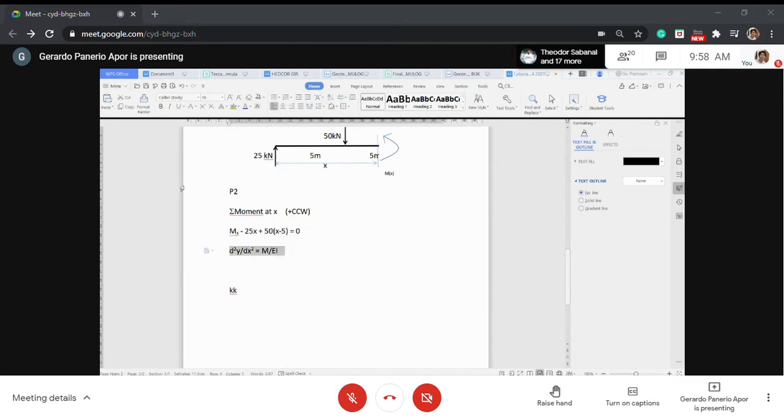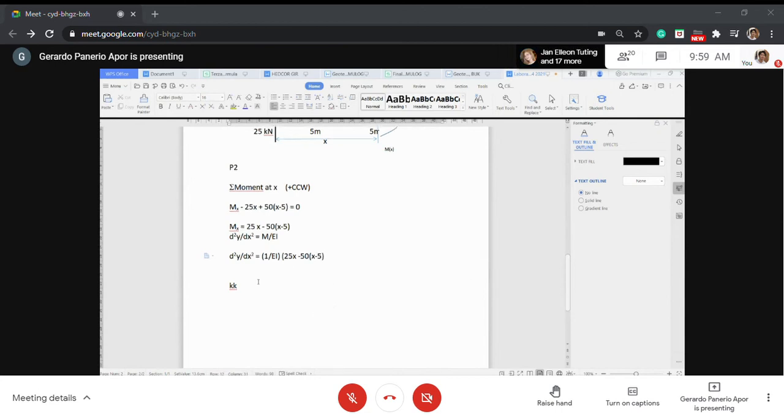Okay, and then I will copy that again here and paste that. So this will become 1 over EI, because moment is already that one. So if I'm going to express the moment equation, that is equal to 25x minus 50 times x minus 5. So here, you will have a term 25x minus 50 times x minus 5. This is now our working equation.